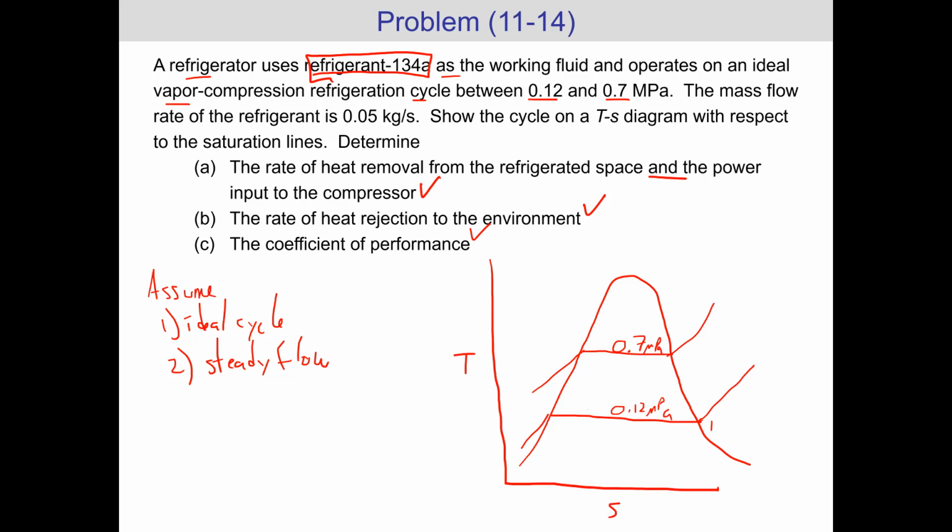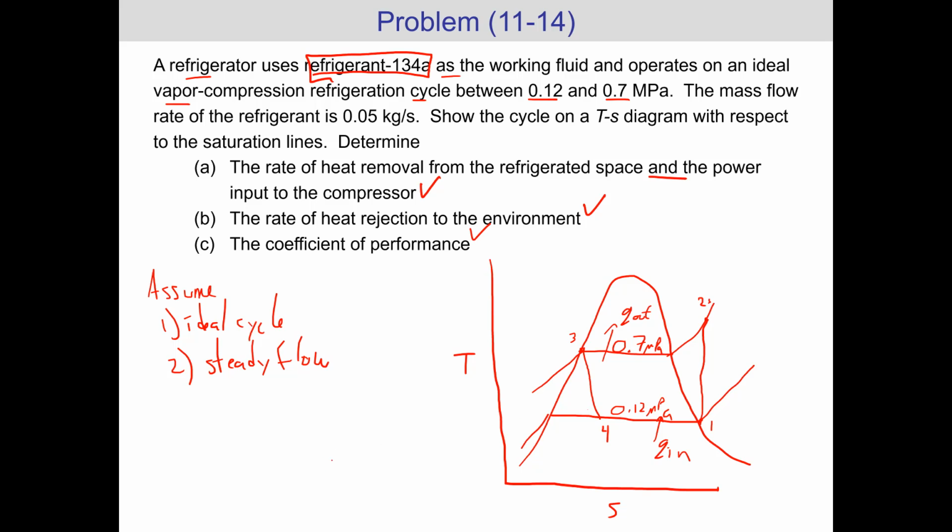State 1, we enter as a saturated vapor. Isentropic compression to state 2, then constant pressure heat rejection to state 3. Expansion to state 4. And then constant pressure heat absorption.